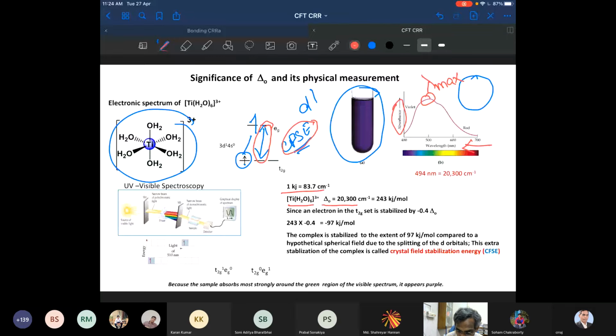Now what we have is this simple titanium hexaaqua complex. Your delta O is 20,300 centimeter inverse, corresponding to the energy of 243 kilojoule per mole. It is stabilized by minus 0.4 delta O, which is minus 97 kilojoule per mole. That is, this complex is stabilized to the extent of 97 kilojoule per mole compared to the hypothetical spherical field. This is coming because of the crystal field splitting, the extra stabilization of the complex, what you call the crystal field stabilization energy. I hope you are getting what I mean.